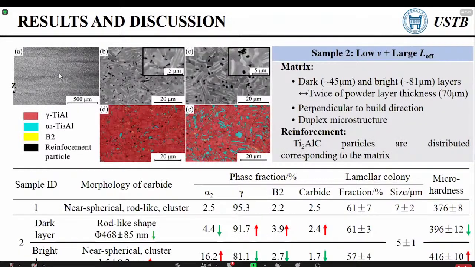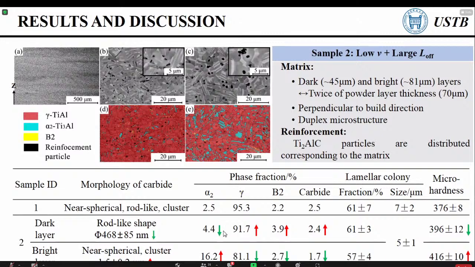The layered microstructure is observed in sample 2. That is alternating layers of dark and bright contrast. The alpha 2 lamellar seems finer in the dark layer, and the morphology of carbides corresponds to the matrix. That is, most particles show the rod-like shape in dark layer, but the coarse near spherical particles were dominant in bright layer.